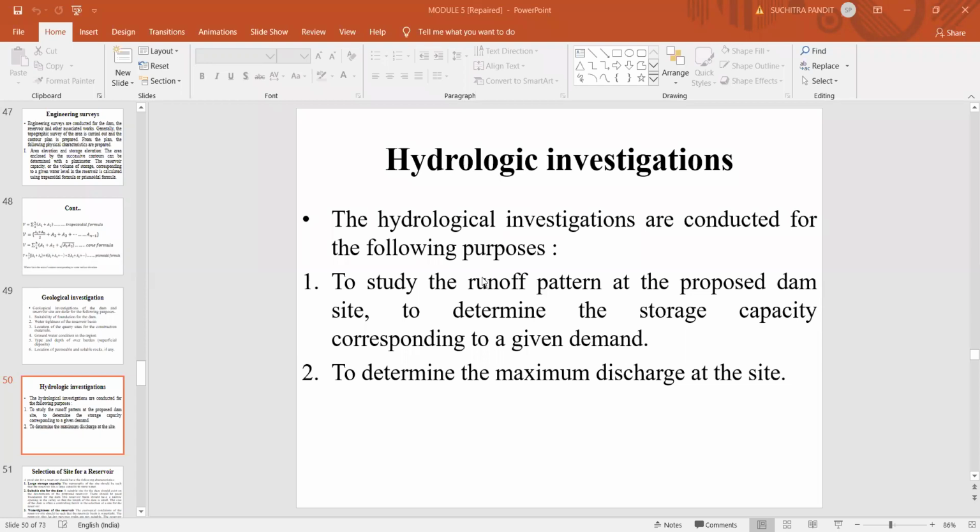So generally the water comes out of the catchment at the concentration point, where the maximum discharge can be measured. So based on this data, we can fix the height of the reservoir, including the freeboard. Right? So thereby we can store the maximum amount of water if the hydrological investigation is carried out properly, based on which the efficiency of the reservoir can be increased.